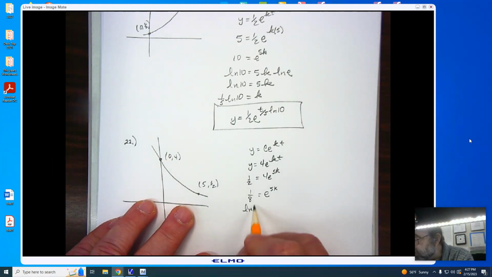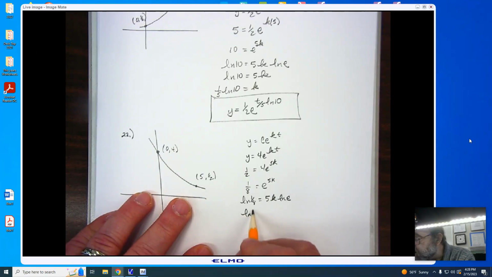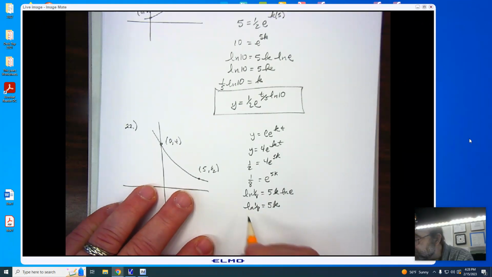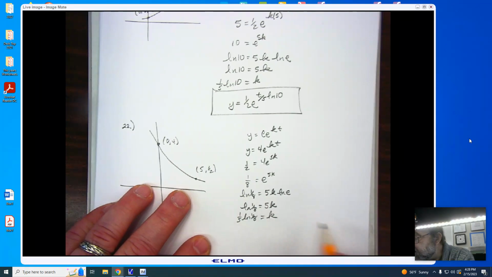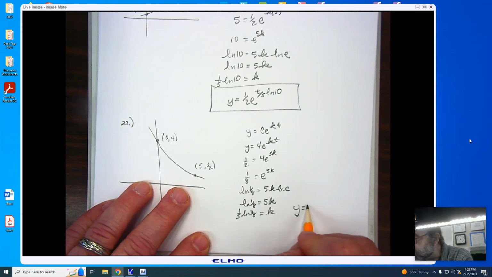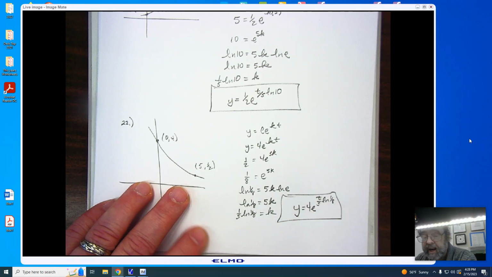Therefore, the natural log of 1/8 is equal to 5k natural log of e, which is just the natural log of 1/8 equaling 5k. I'm now going to divide both sides by 5. I end up with 1/5 the natural log of 1/8 equaling k, and I can now write my equation as y equals 4e to the (t divided by 5) natural log of 1/8. This is my answer. We now go to number 23.